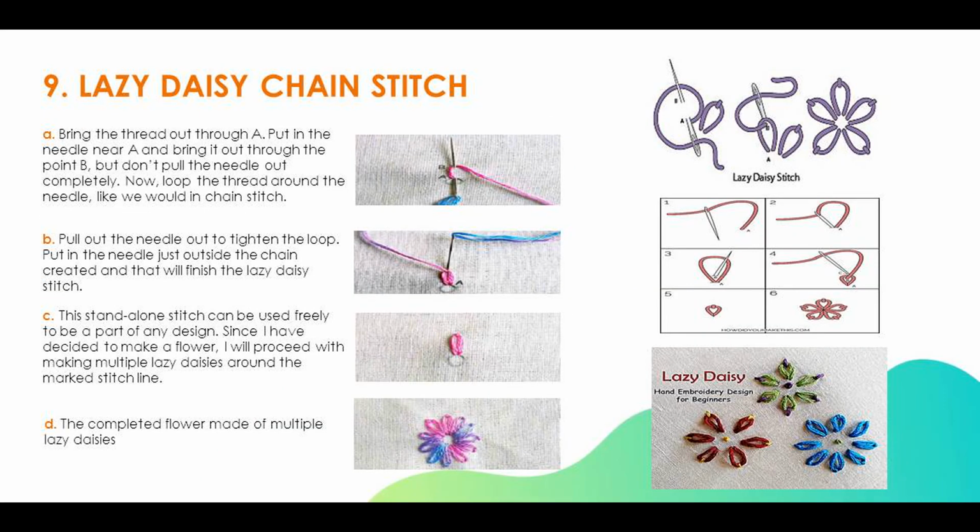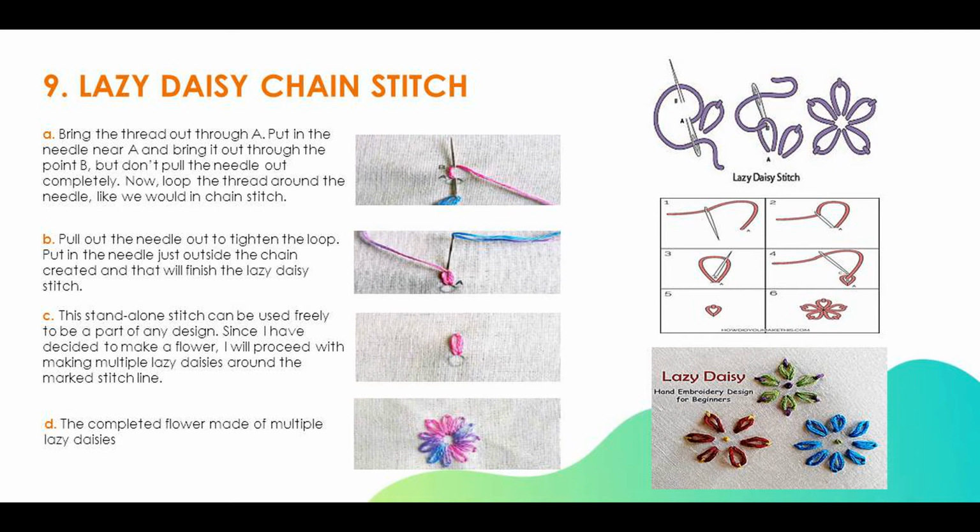9. Lazy daisy chain stitch. A. Bring the thread out through A. Put in the needle near A and bring it out through the point B, but don't pull the needle out completely. Now, loop the thread around the needle, like we would in chain stitch.